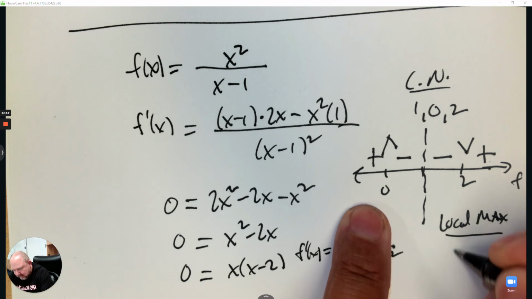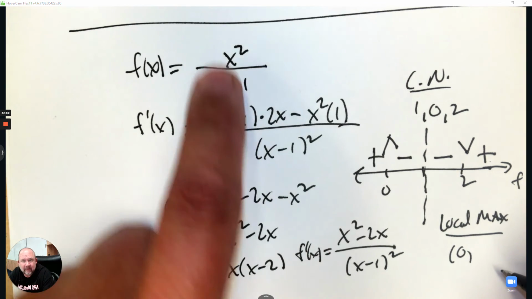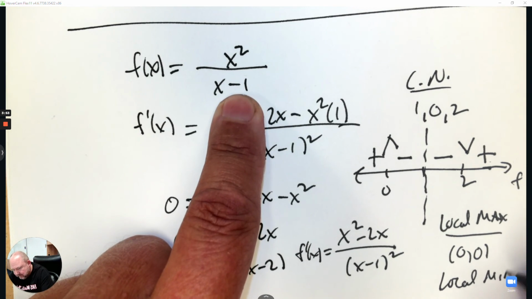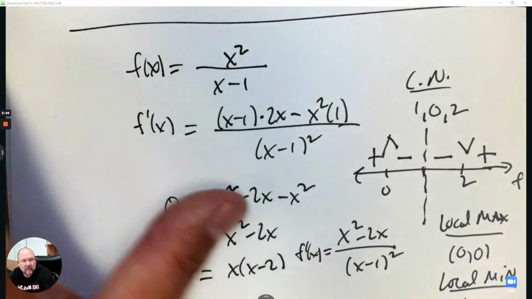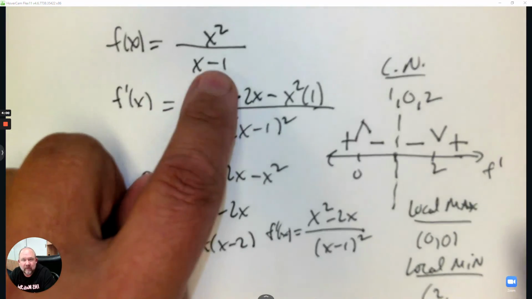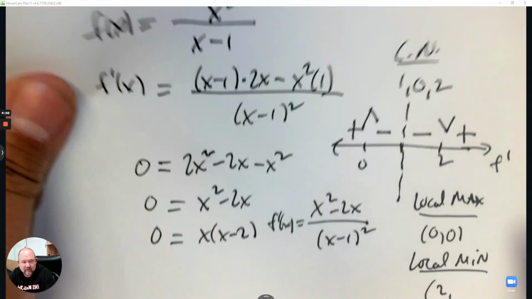So we have a local max at 0, and then I plug into here, 0 gives me the answer 0. And I have a local minimum at 2, and then 2 squared over 2 take away 1. So that's 4 over 1, which is 4.